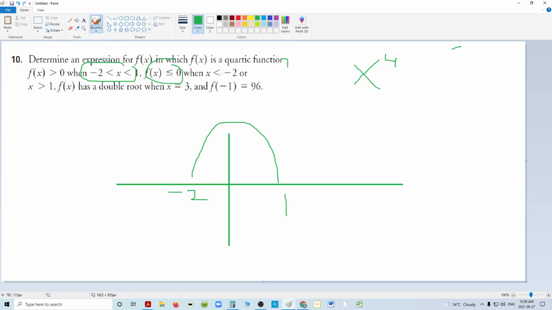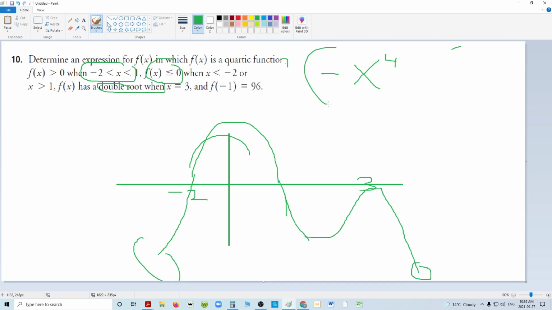F of x is below 0 when x is minus 2. So below or equal, so it's going to go down. Or when x is above 1. So they're telling me that even though it's above 0, or when x is below 1, okay, yeah, so it's going to go down. And it has a double root when x is 3. So that means this is a negative quartic function, because if it has a double root at 3, it means it's bouncing back. Since it ends here and begins here, this has a negative in front of it.